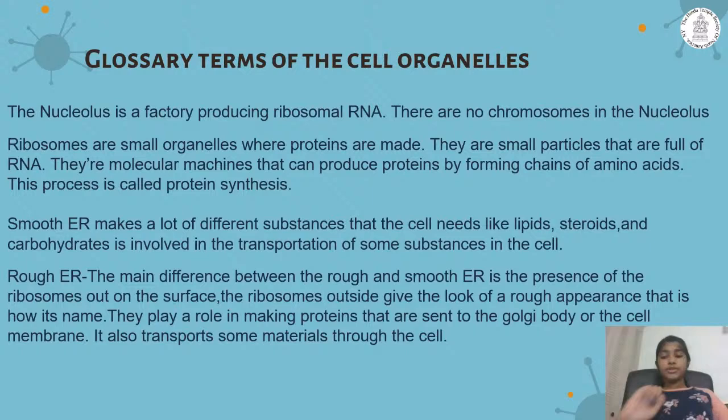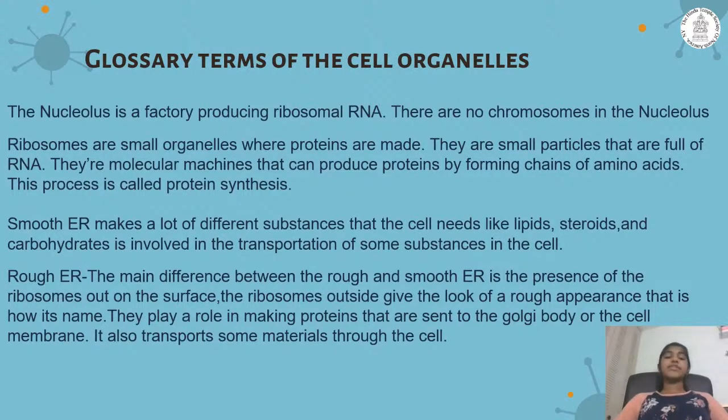There are no chromosomes in the nucleolus, meaning it does not contain any DNA. Ribosomes are small organelles where proteins are made. There are small particles that are full of RNA. They are molecular machines that can produce proteins by forming chains of amino acids. This process is called protein synthesis.